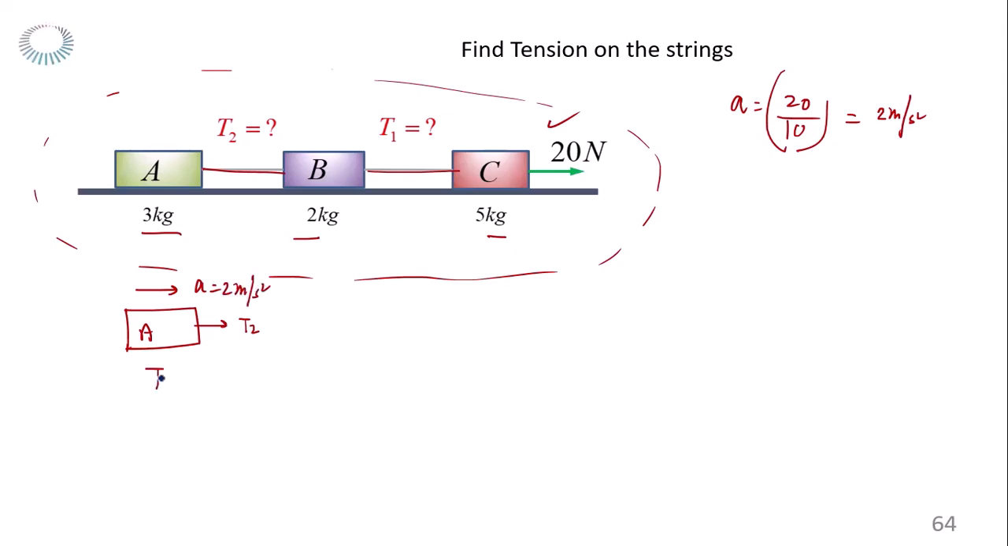Okay, so T2 should be equal to mass into acceleration. Mass is 3, into 2, is 6 Newton. Okay, now come to the object B.